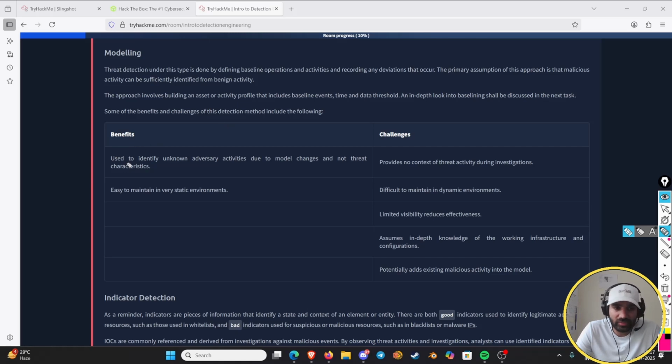So the benefits are used to identify unknown adversary activity due to model change, and known threat characteristics. And the challenge is it provides no context of threat activity during investigation. Easy to maintain in a very static environment, difficult to maintain in a dynamic environment. There is a challenge. We saw that in the configuration detection, there was a challenge with the dynamic environment, and the same in the modeling. Limited visibility reduces effectiveness, that was with the configuration, as well as human in-depth knowledge, yes, it was there, and potentially adding existing malicious activity into the model.